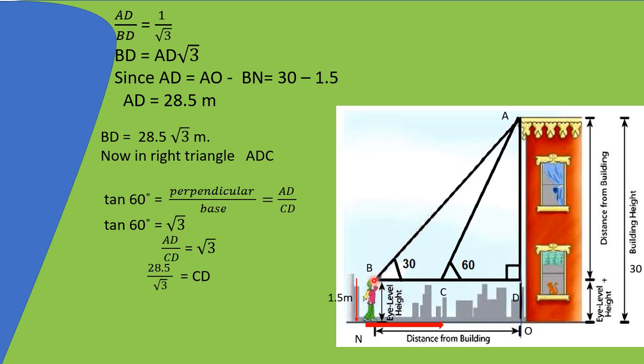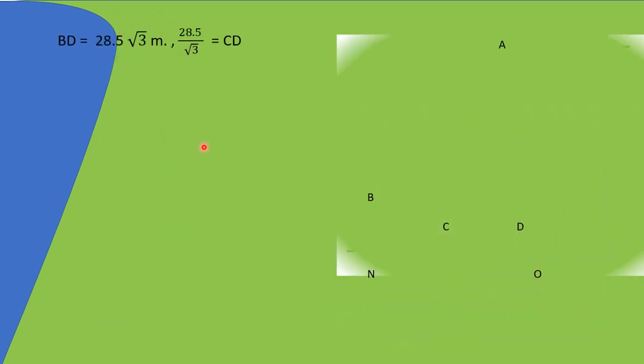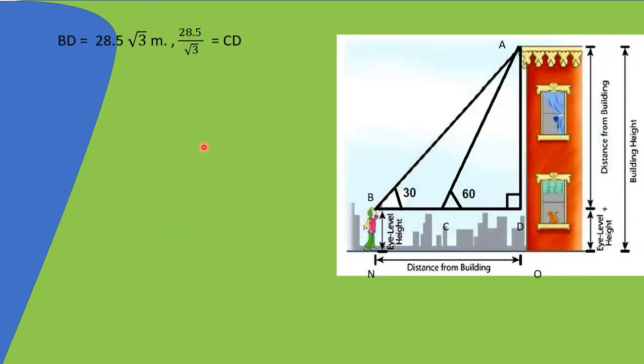So for finding the value of BC, we subtract CD from the distance BD. Let the distance traveled by the boy, that is equal to BC, be denoted by BD minus CD, and the value of BD is 28.5 root 3 meter and CD is 28.5 upon root 3 meter. Now put the values. BC will become 28.5 root 3 minus 28.5 upon root 3.